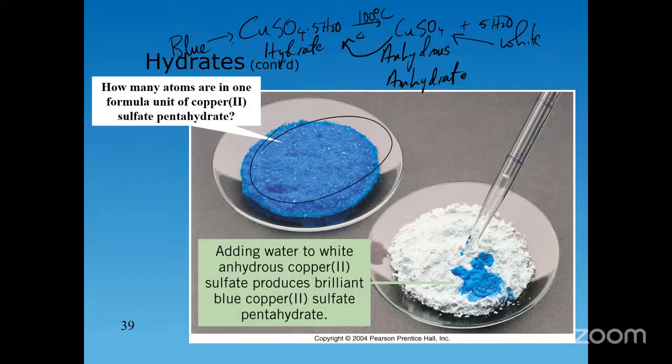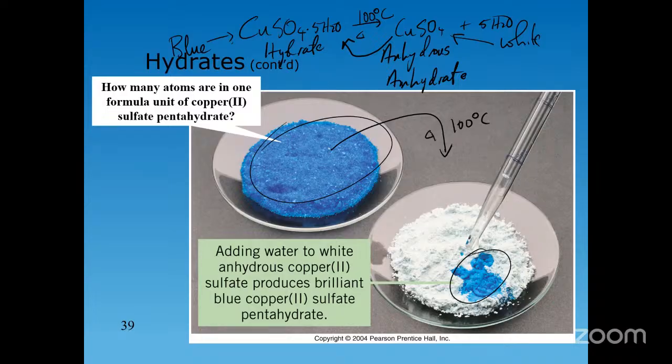Basically, this is the hydrated form, blue crystals. If you heat it to 100 degrees, then you're going to get the white anhydrous form. And as you can see here, somebody was adding water to the anhydrous form, and look what happens. It gets back to the original blue color, which is the hydrated form. Now, there are some cases where there's no color change.